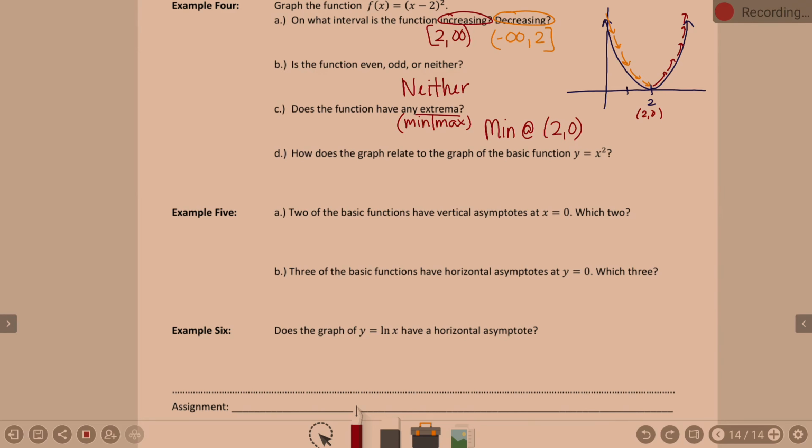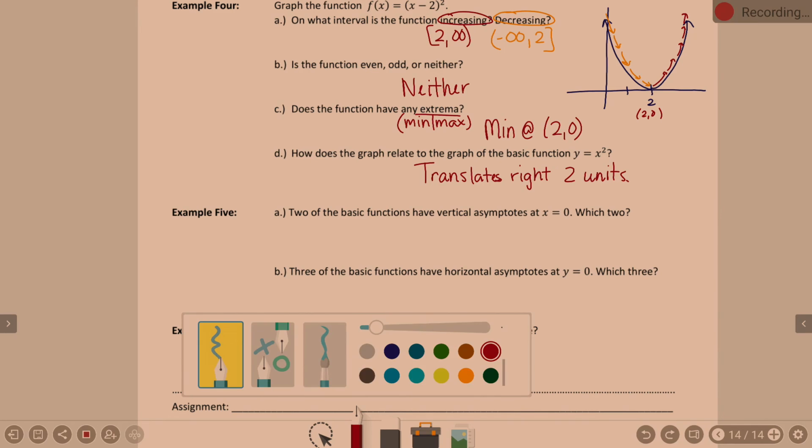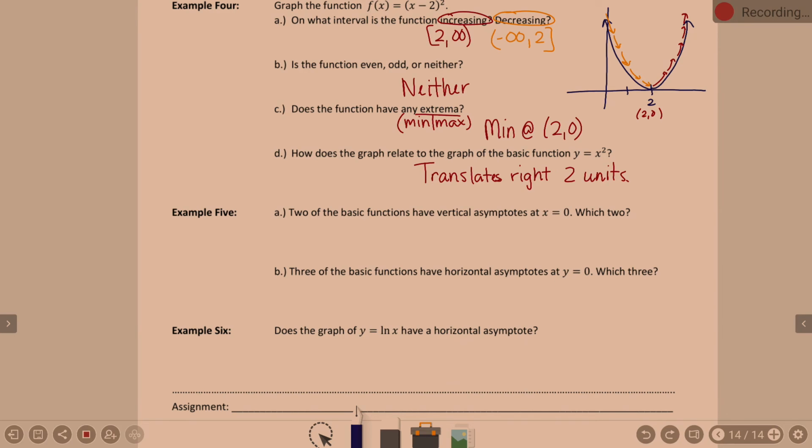How does this graph relate to the basic function y equals x squared? So what's the transformation here? The fact Kay used the word shifted, I'm going to use the word translate. So it translates right 2 units. You're going to see there's either 1 or 2 questions like this. I can't remember if it's 34 and 35 or 38 and 39, like what we just did there with the example.